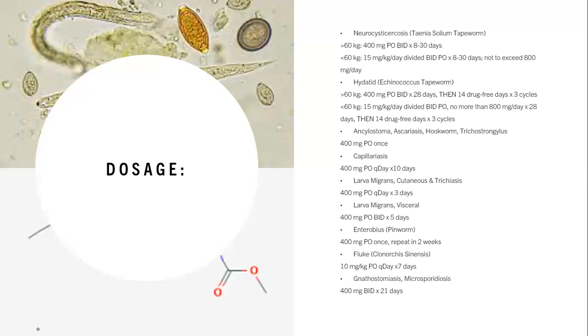In other diseases such as cysticercosis, ascariasis, hookworm, trichostrongylus, capillariasis, larva migrans, visceral, and enterobius, the dose is 400 mg for all. For fluke, 10 mg per kg PO daily for 7 days. For gnathostomiasis and microsporidiasis, 400 mg BID for 21 days.